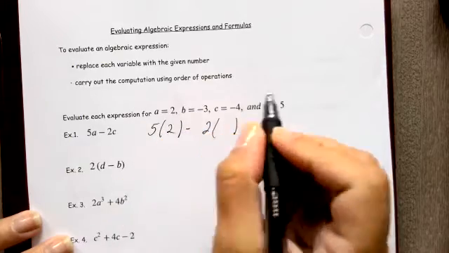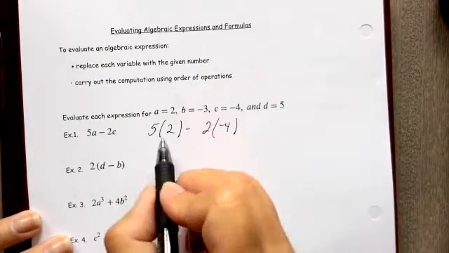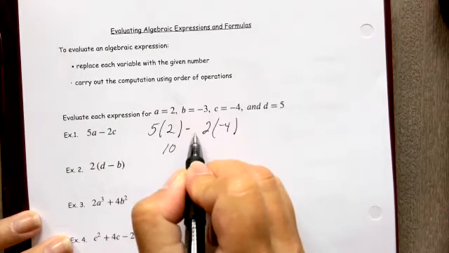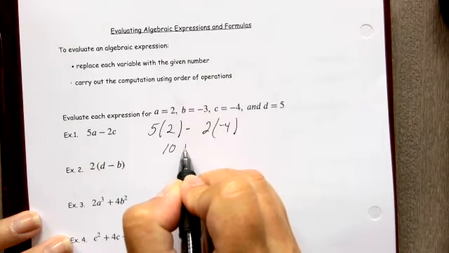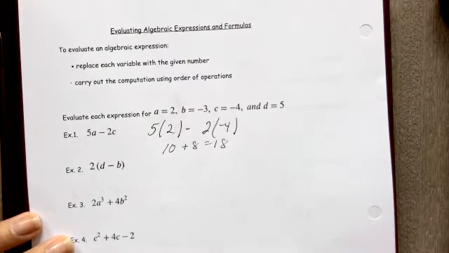So A is 2 and C is -4. So 5 times 2 is 10. -2 times -4 is +8. So that's going to be 18.